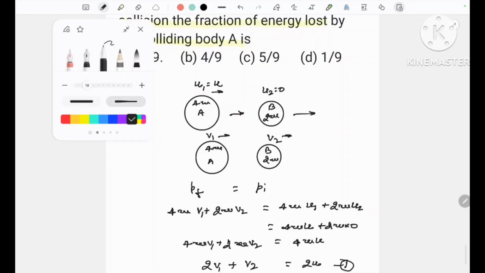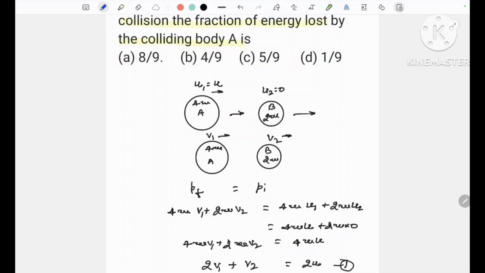Now v1 is u by 3. Initial kinetic energy Ki is half into 4m u square, which is equal to 2m u square. Final kinetic energy is half into 4m into u by 3 whole square, which is 2m u square by 9.